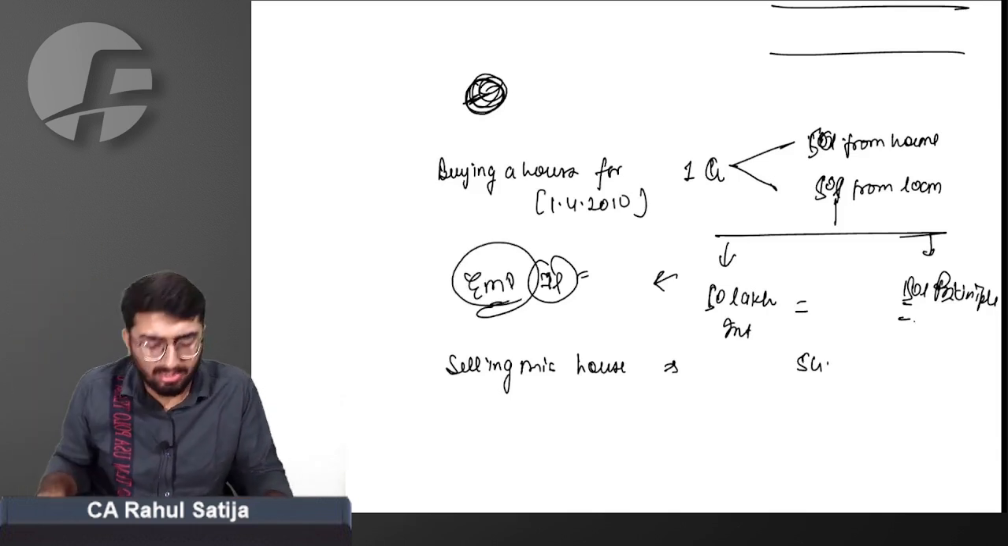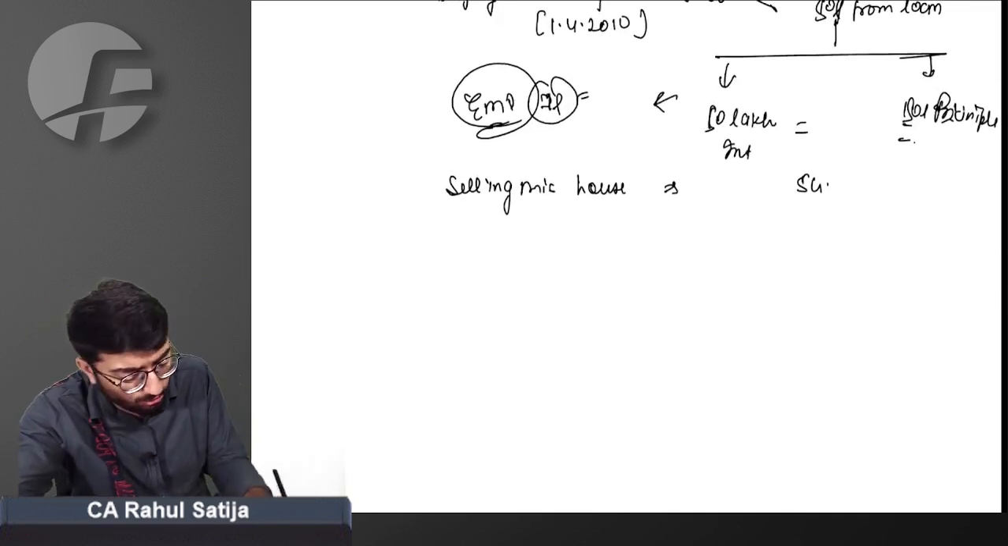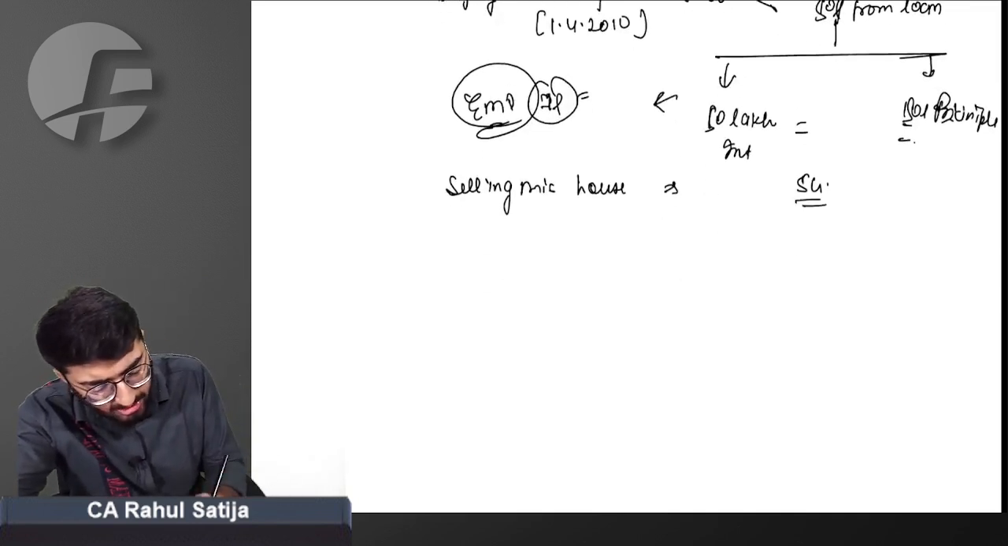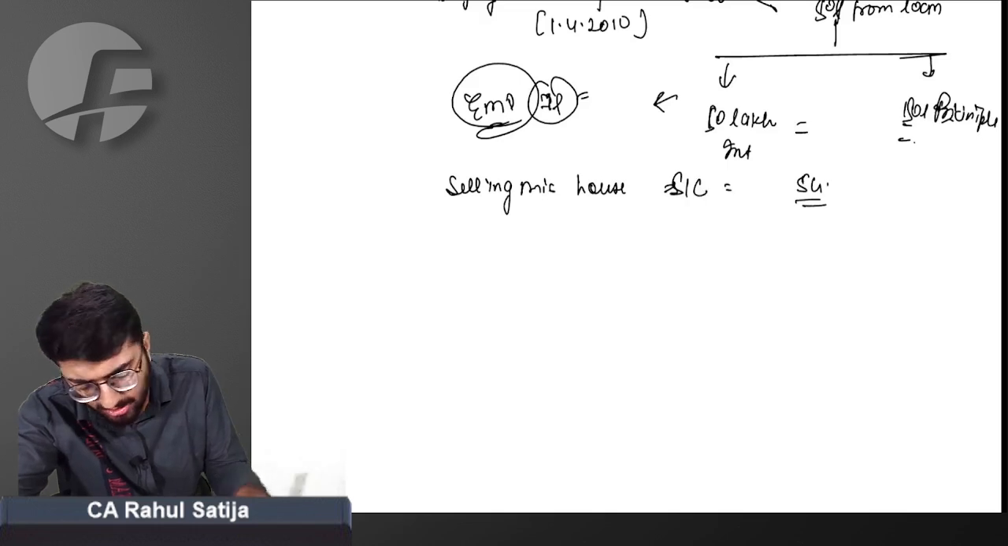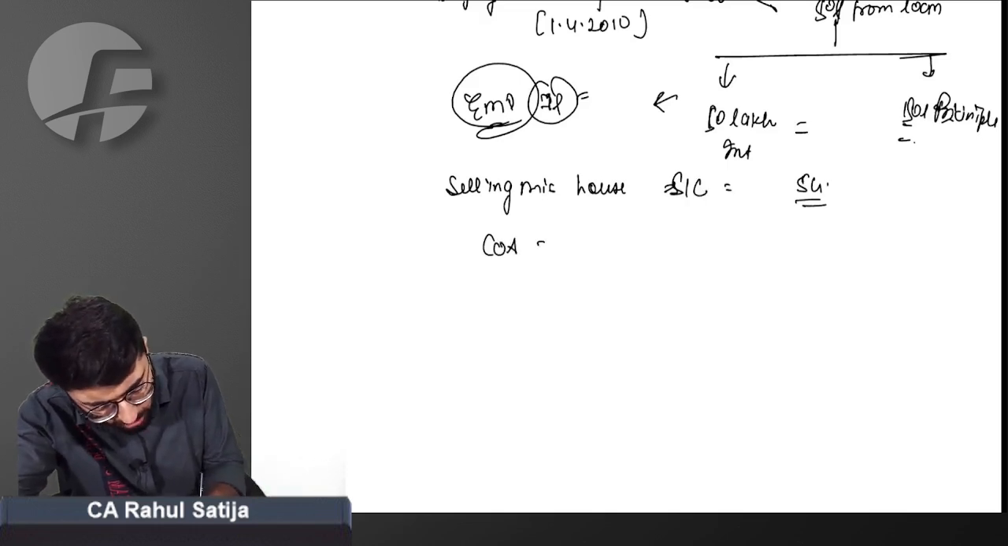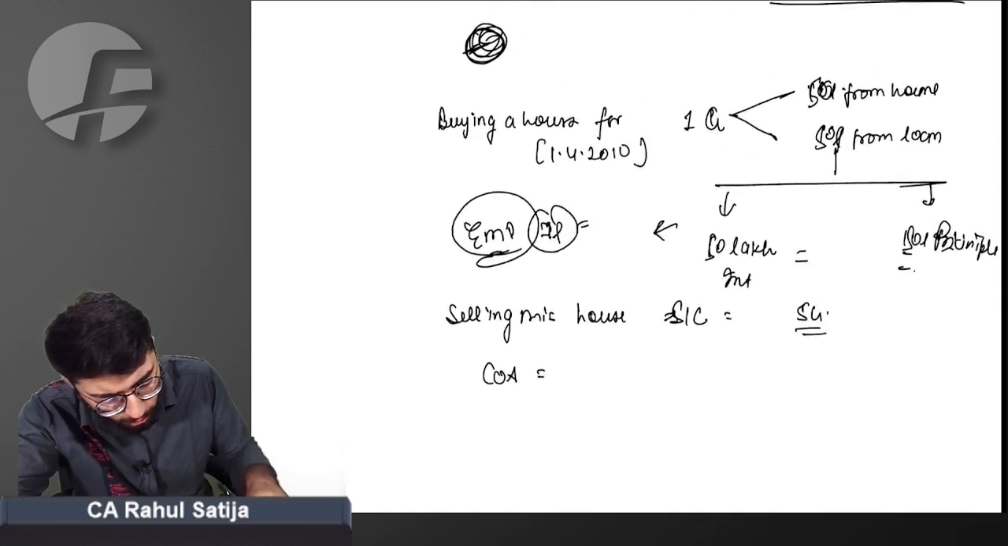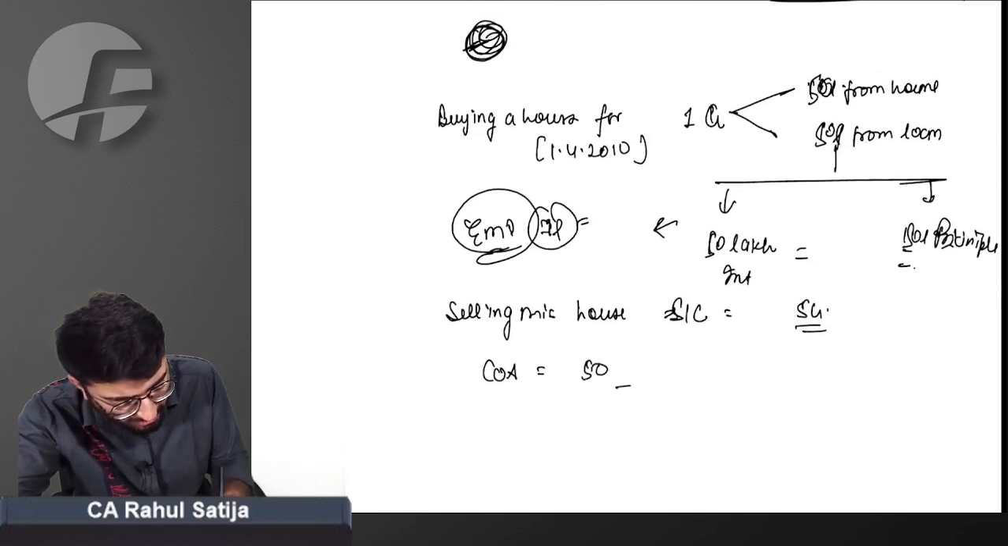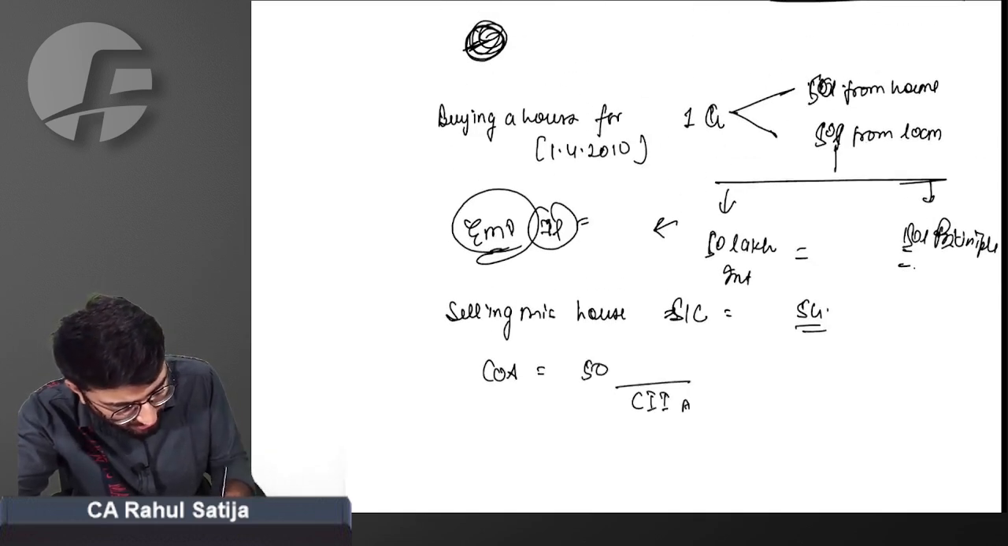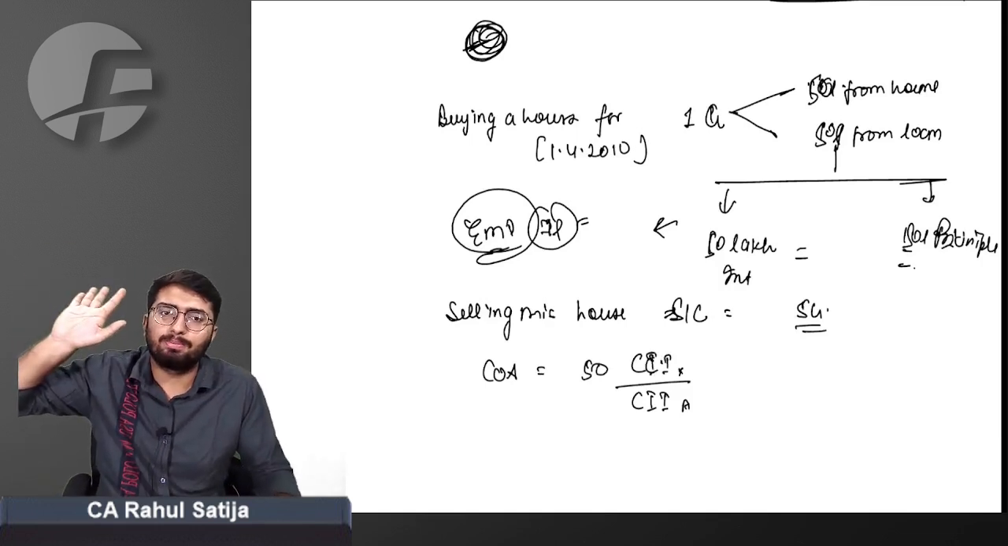Sir, what is the case that I'm trying to say? What I'm trying to convey is, when you are selling this house and considering capital gain, the sales consideration will be this. Cost of acquisition will be the initial cost that you put in, 50 lakhs, divided by CII of acquisition and multiplied by CII of transfer. This will be the indexed cost of acquisition. This is a simple case.